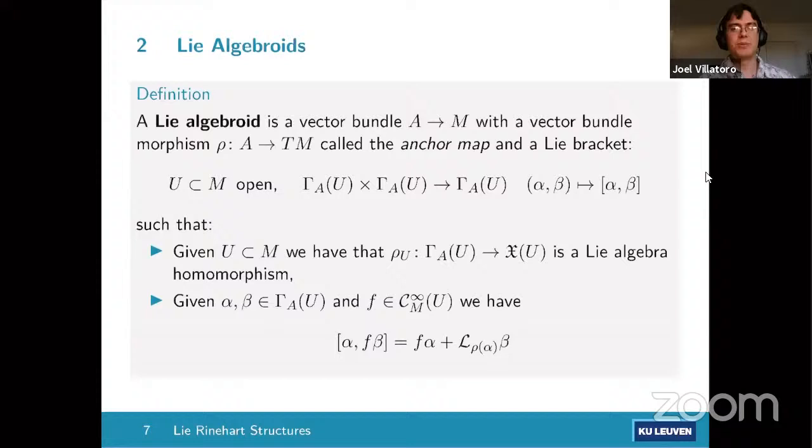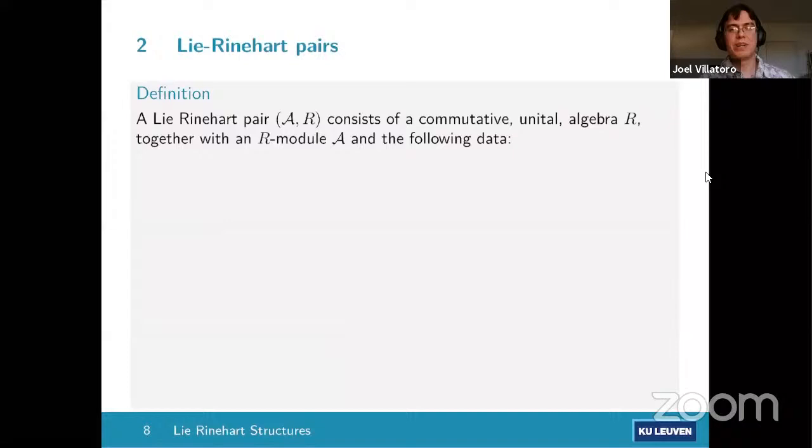If you want to know what a Lie-Rinehart pair is, all you have to do is take this definition of a Lie algebroid and replace M with a ring. You think of that ring as the smooth functions on M, and you replace A with a module for that ring. So a Lie-Rinehart pair, we'll call it (A, R), where R is a commutative unital algebra and A is an R-module.